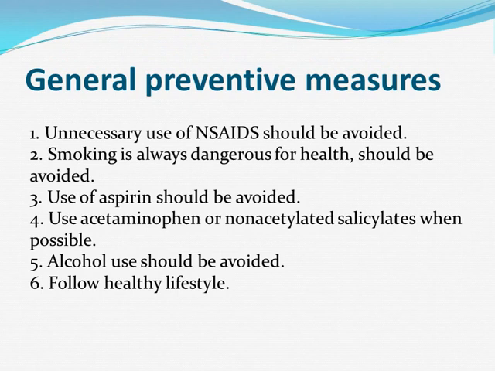General preventive measures. First, unnecessary use of NSAIDs should be avoided. Most of the time people use NSAIDs, analgesics, if they have pain. If they can bear the pain, they should not use analgesics or NSAIDs. Smoking is always dangerous for health and should be avoided. Use of aspirin should be avoided. Use acetaminophen or non-acetylated salicylates when possible. Alcohol use should be avoided and follow a healthy lifestyle.